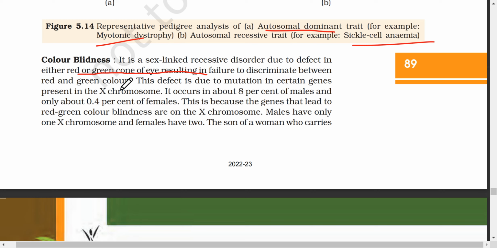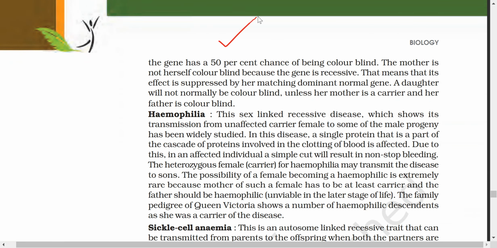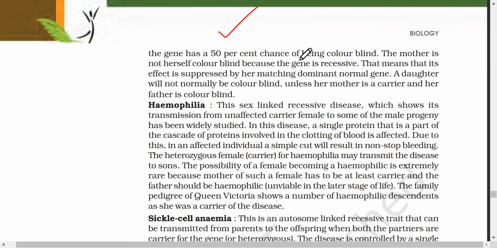It occurs in about 8% of males and only about 0.4% of females because the genes that lead to red-green color blindness are on the X chromosome. Males have only one and females have two. The son of a woman who carries the gene has a 50% chance of being colorblind. The mother is not herself colorblind because the gene is recessive, that means that its effect is suppressed by her matching dominant normal gene. That is why we call it recessive. A daughter will not normally be colorblind unless her mother is a carrier and her father is colorblind.